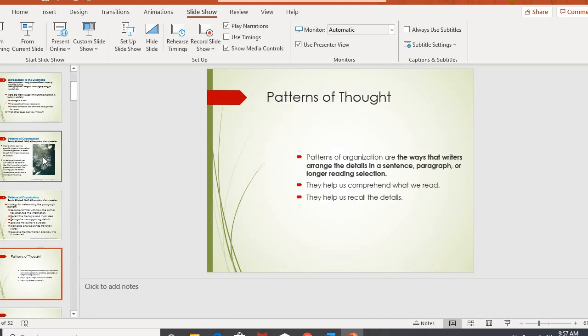So patterns of thought, again, it's the way the authors write or arrange their details. It can help you then recall the details. If you read something and then later you're like, oh, that author was comparing and contrasting, or they were using cause and effect, it's going to help you recall those details, which ultimately will lead to better comprehension.